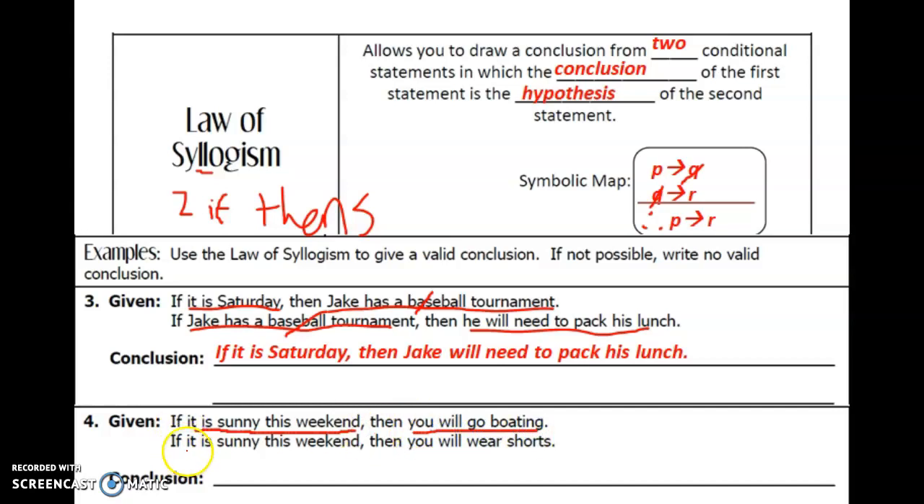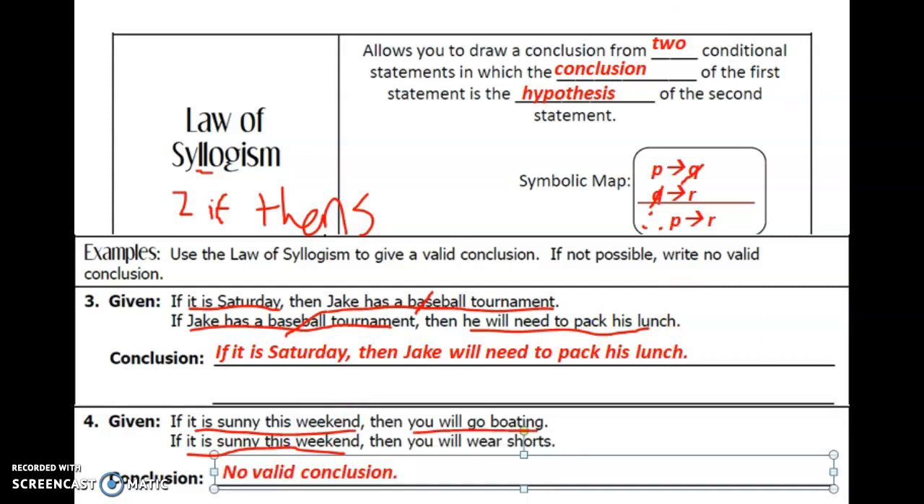And the second statement, if it is sunny this weekend, well, our Q conclusion does not match our P for the second statement. So I don't even have to finish. I know from here I have no valid conclusion. I cannot use the law of syllogism to conclude, then you will wear shorts, because the conclusion of the first does not match the hypothesis of the second. I cannot conclude anything. No valid conclusion.